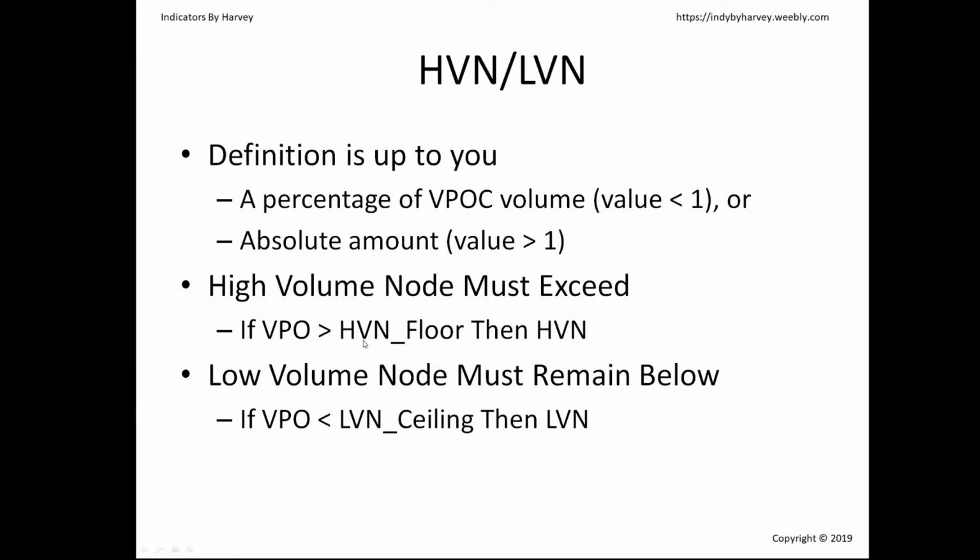Personally, I use an HVN floor for the ES futures at 0.8. I believe that any VPO that's 80% of the volume POC would be considered a high volume node. How you define it is really up to you. Take a look at the VPOs over time, see which ones are of relevance, determine whether it's a percentage or an absolute amount.